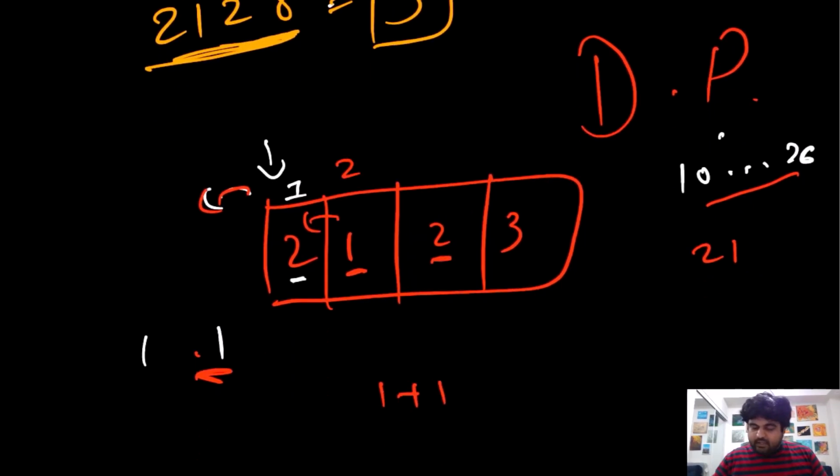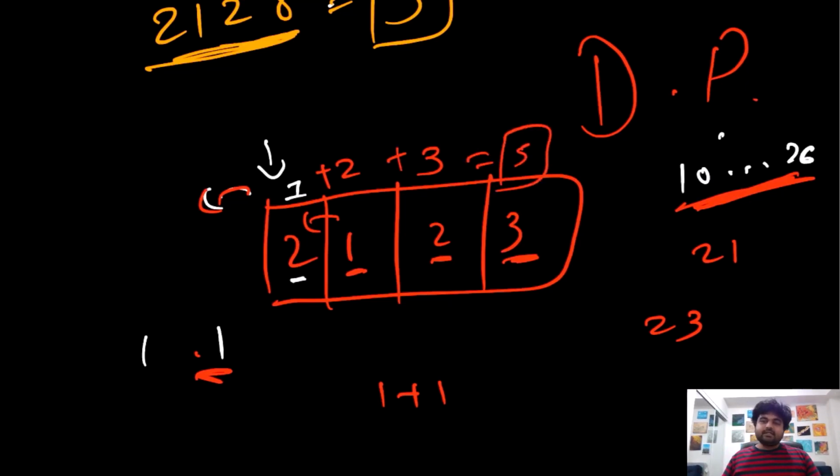Now we have a new element. This falls between 10 to 26. That's good, so we do the sum of the two previous elements, which is 2 plus 1. So we can put 3 over here. Now we have this 3, and it creates the value 23. Again it falls in the range, so we do the sum of 2 plus 3, and that becomes 5. And this 5 would be our result.